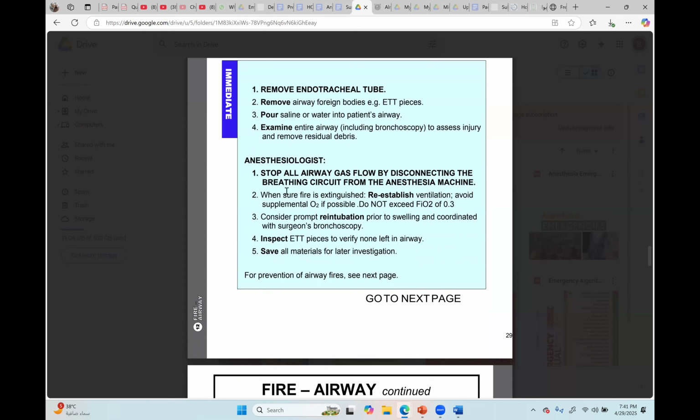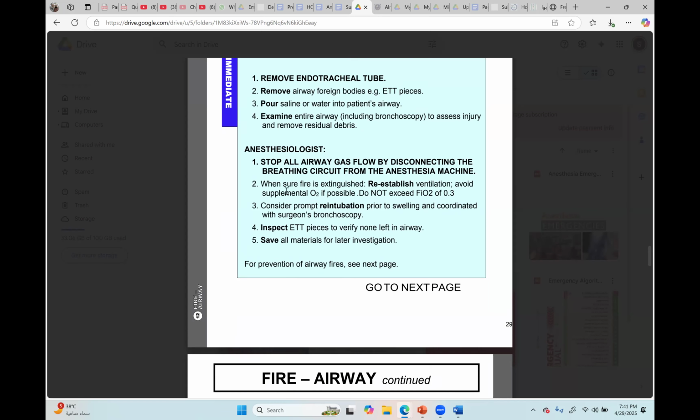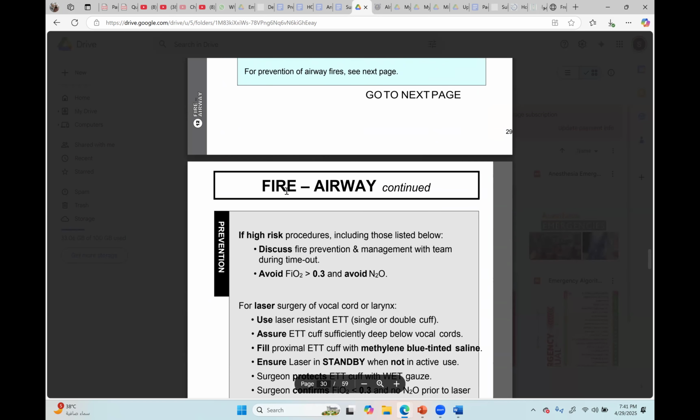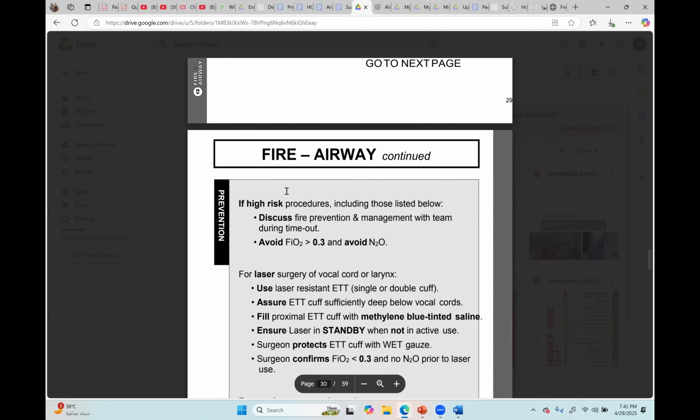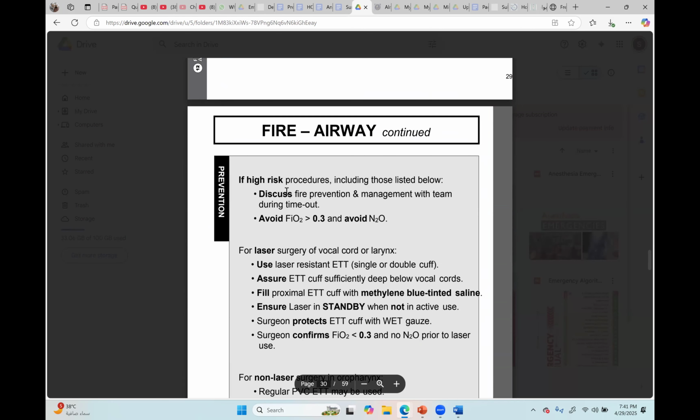So stop all airway gas flow by disconnecting the breathing circuit from the anesthesia machine. And then you remove the tube, you irrigate, and then you re-intubate. Usually they are doing it with laser, so there are laser resistant tubes, and saline filled syringes should be available.